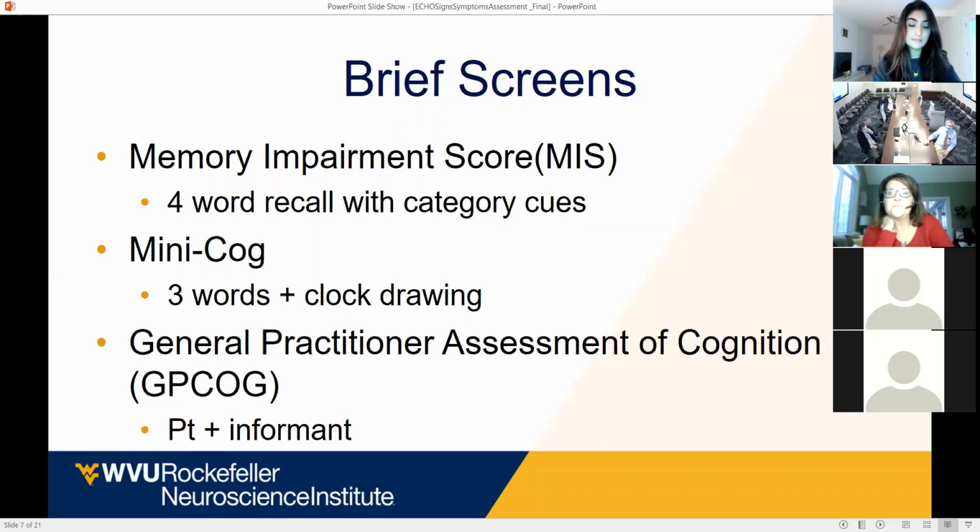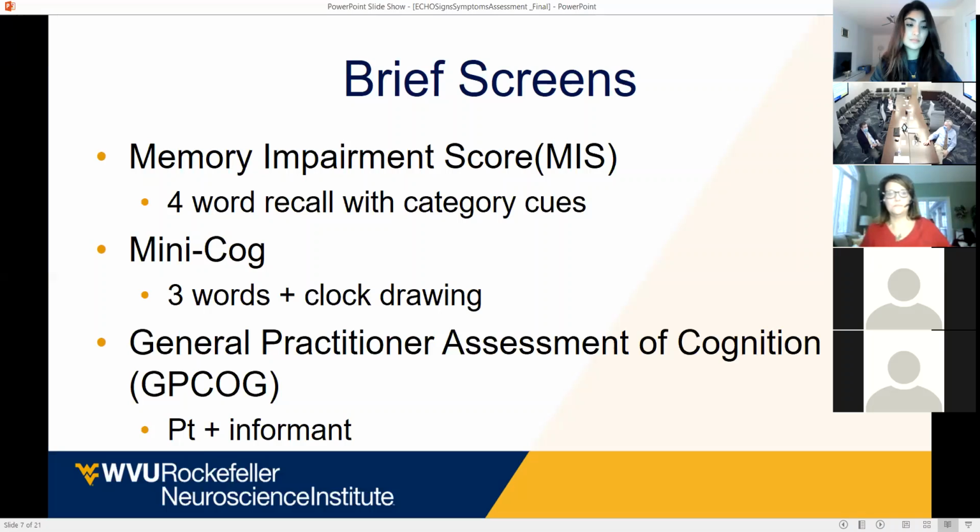So what are some of these brief screens that are out there? There's the memory impairment score. Now, this is a pretty good screener if you're worried about memory. But remember, memory change was only one of the things on the list that could be an indicator of a change or the beginning of a neurodegenerative disease. So if it's not related to memory, if they're having some other kind of problem, this is a terrible test to do. But essentially what you do is you give people 4 words.